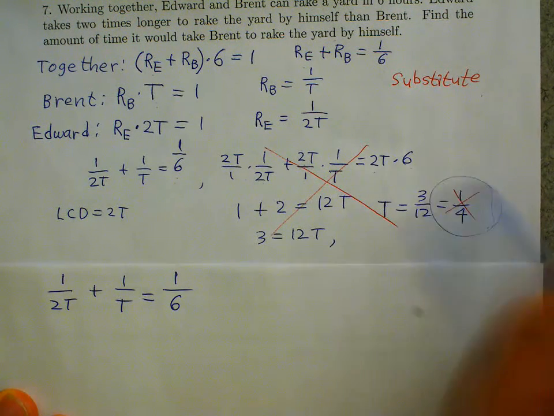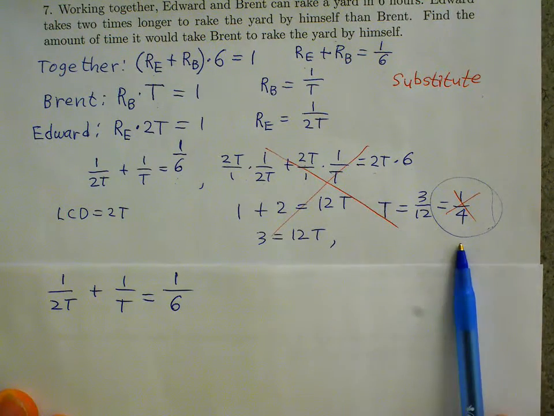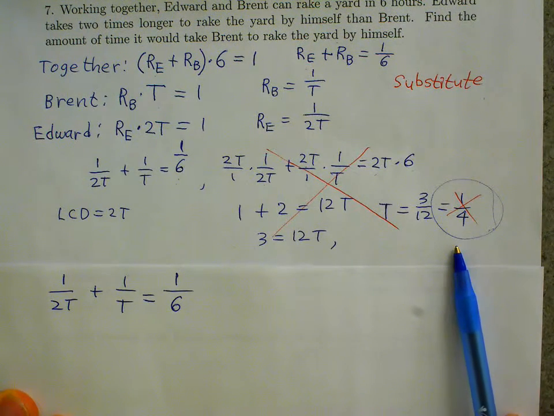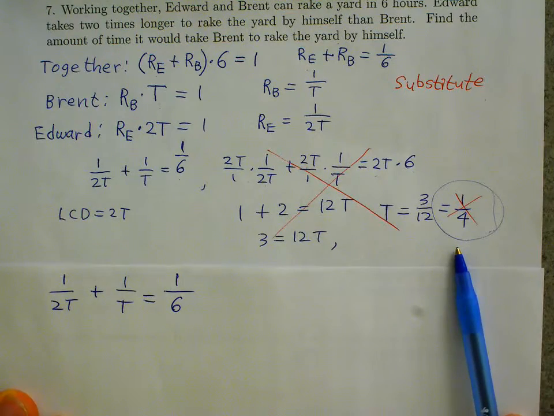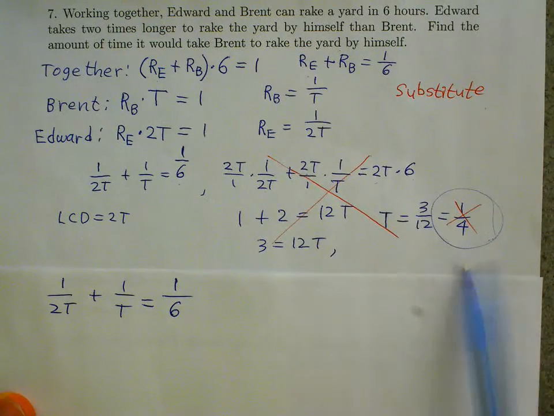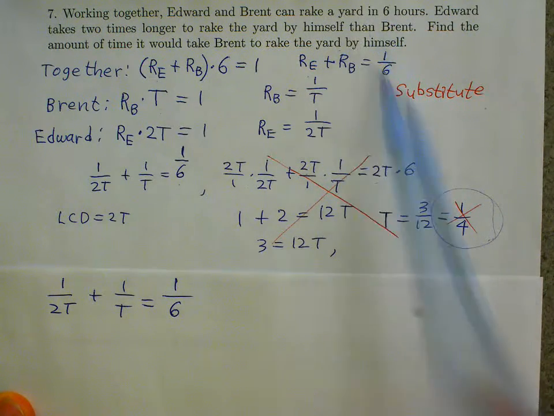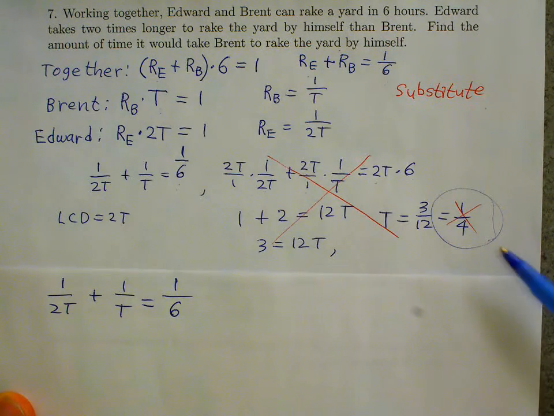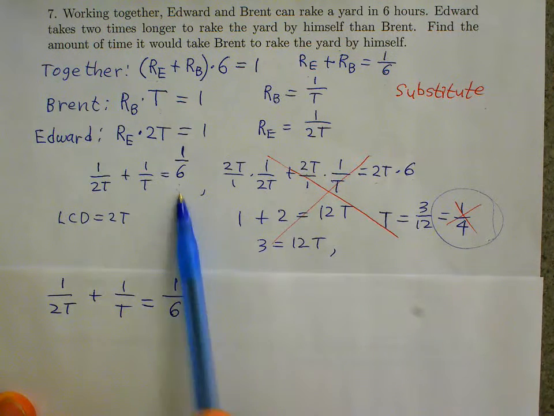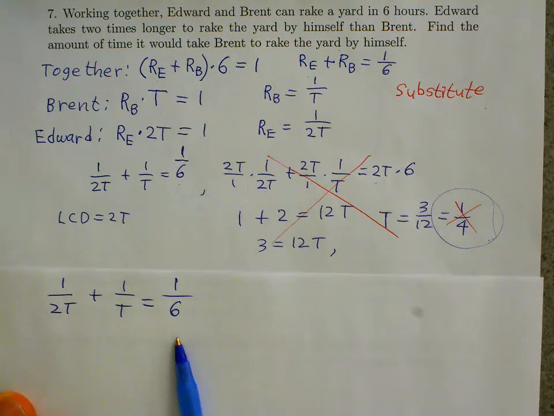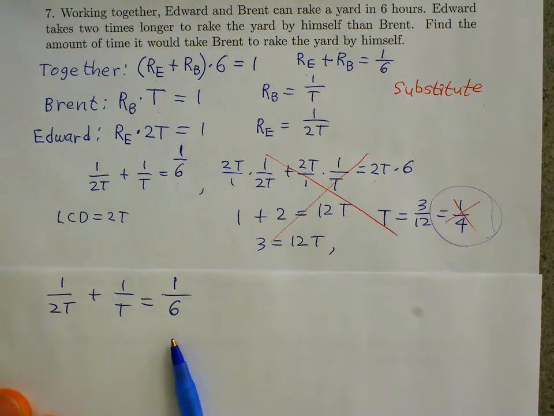But when I considered the answer, 1/4 of an hour is 15 minutes. And if when they work together, it takes them 6 hours, it seems a little strange that it would only take one of them 15 minutes. Right? Just doesn't make sense. So yeah, that was my error. So watch out for that kind of thing.